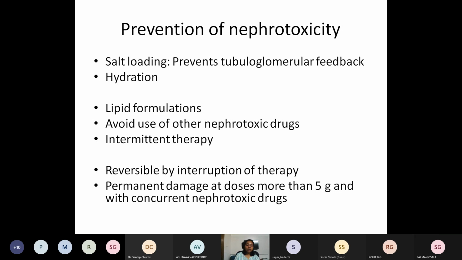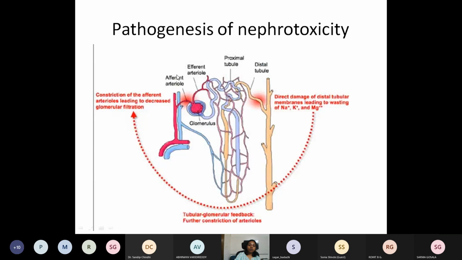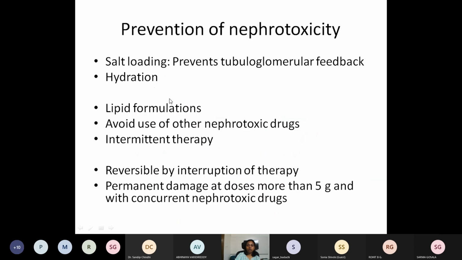What it does is, with the higher sodium content and the hydration, this efferent arteriolar vasoconstriction is overcome, and because of this, the tubuloglomerular feedback is reduced, and this reduces the nephrotoxicity. So, salt loading and hydration. They have tried up to about 1 liter of isotonic saline. That is the reason why we try and give them isotonic saline up to 500 ml either before or after, or just before the infusion.